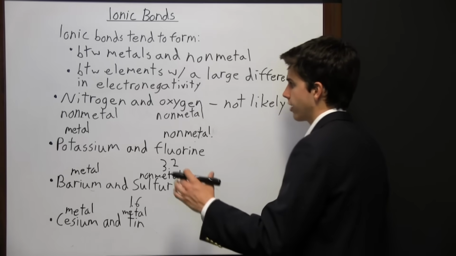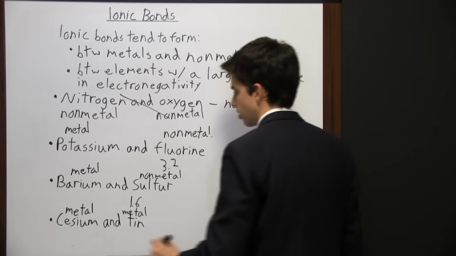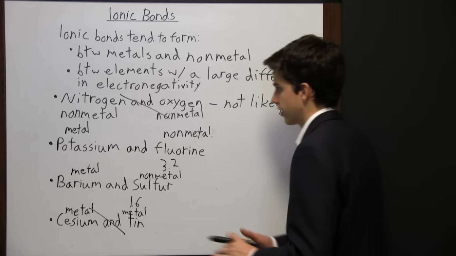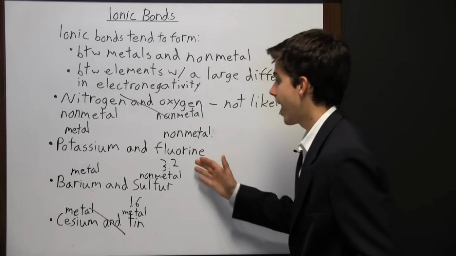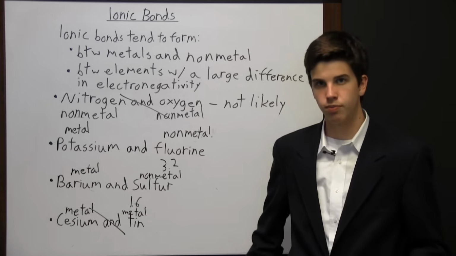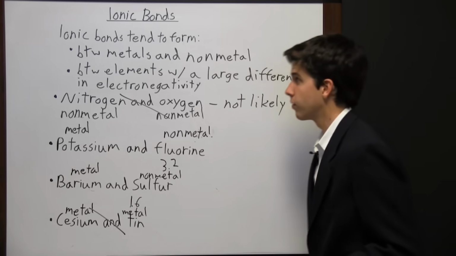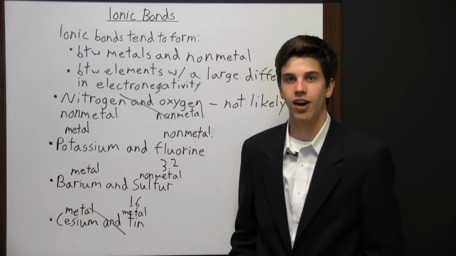So notice the main factor here was that we had two nonmetals and two metals. But when we have a metal and a nonmetal, they're likely to form ionic bonds, especially if they have a high electronegativity difference. So hopefully through this short session, you have a better understanding of ionic bonds.